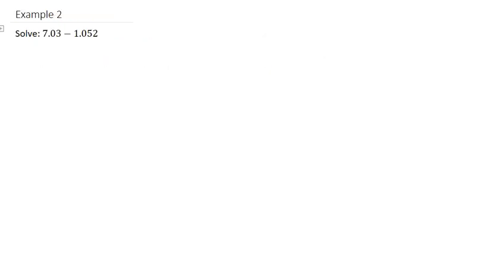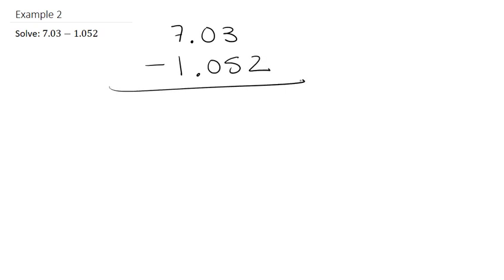Example 2. Solve 7.03 minus 1.052. So we have 7.03. We're going to subtract 1.052. Now before we start subtracting, we need to add this 0. We line up our decimals.